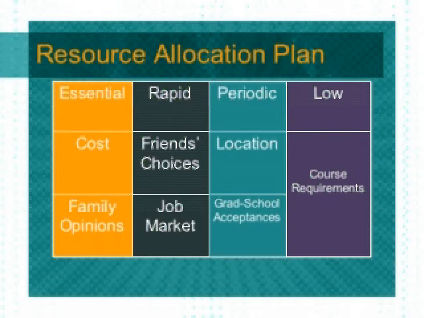Friends' choices and the job market are important on most issues, and a method for data collection should be devised now. Location and grad school acceptances are important for making some decisions, and this information should be gathered when needed.